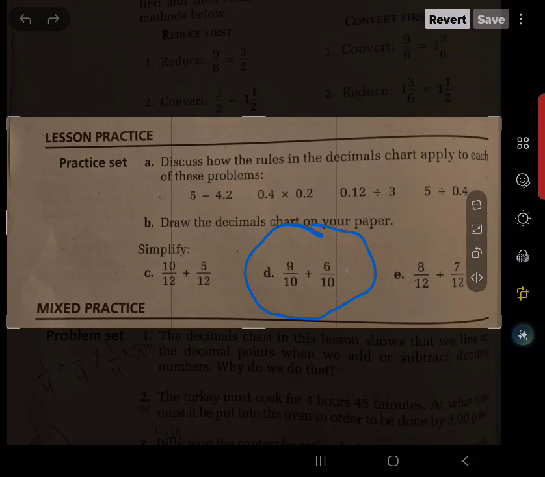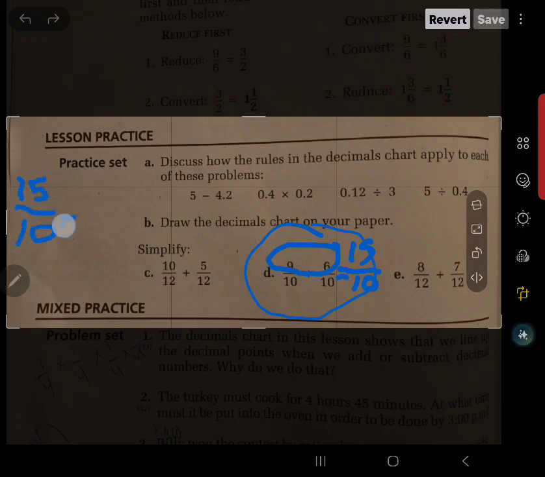Well, we know since they have the same denominator, I can keep the denominator the same. So 10 and 10. So we're just going to keep the denominator the same. And we're just going to add the numerators. That's the number on top. So 9 plus 6 is what? It's 15. So over here on the left, I'm going to write 15 over 10.